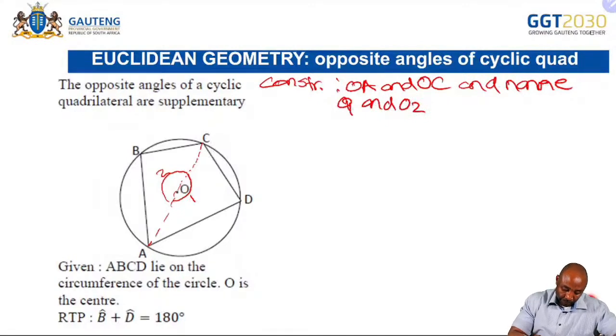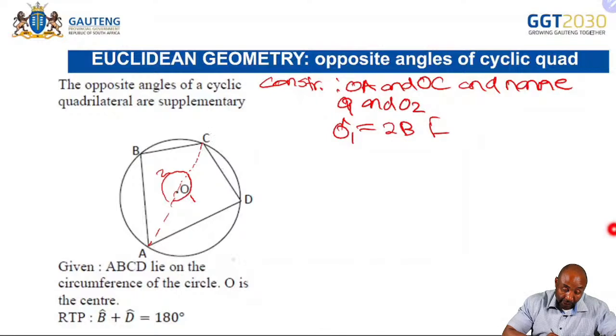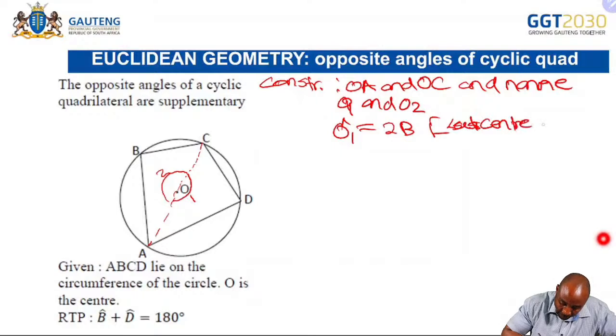Looking at my diagram, my O1 is going to be equal to 2 times my angle B. Using the theorem, they are subtended by the same arc, which is our AC. So we are saying angle at center is equal to 2 times angle at the circumference.